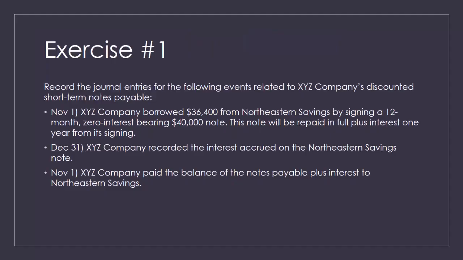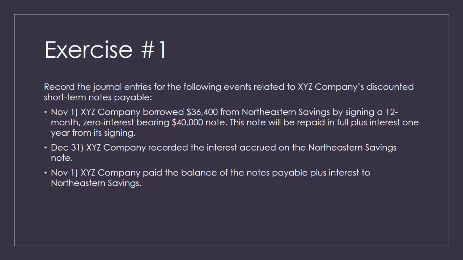In exercise 1 we have a discounted note. So we need to record the journal entries for the following events related to XYZ Company's discounted short-term notes payable. On November 1st, they borrowed $36,400 from Northeastern Savings and they signed a 12-month zero interest bearing $40,000 note that will be repaid in full plus any interest if necessary 1 year from its signing.